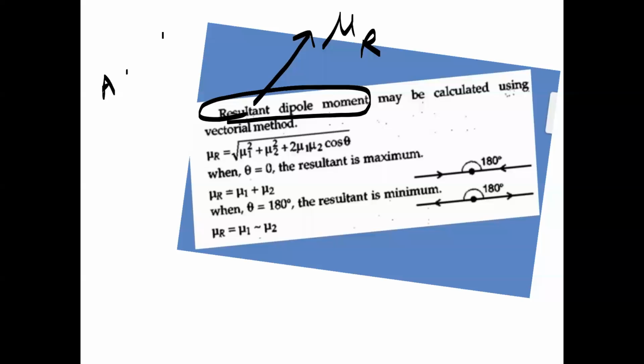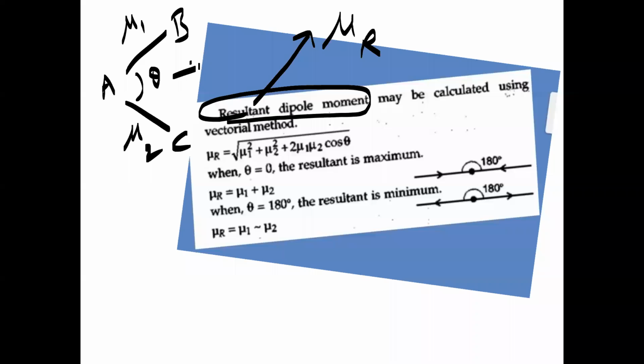So we have taken the AB bond and AC bond, and this angle is theta. Is that clear? Here mu1 is this bond moment, mu2 is this bond moment, and mu r is the resultant dipole moment, which can be calculated using the vectorial method: mu r equals under root mu1 square plus mu2 square plus 2 mu1 mu2 cos theta.